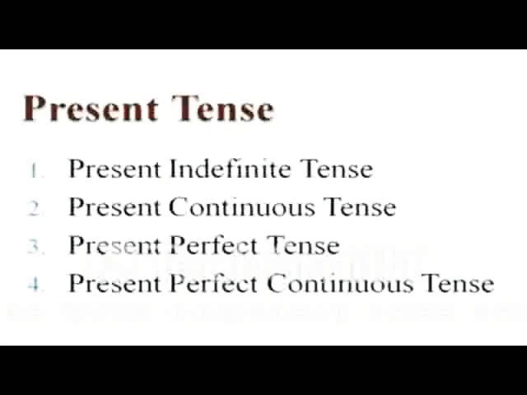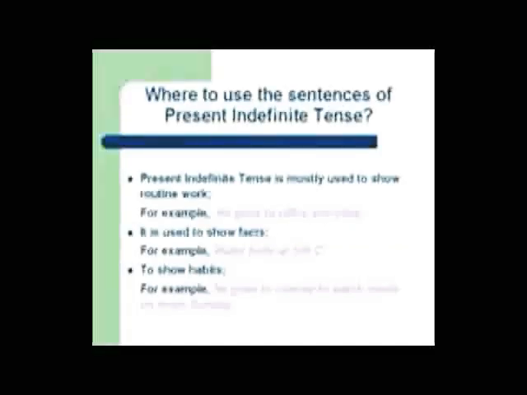Similarly, we will divide the present tense into four categories, like present indefinite, present continuous, present perfect, and present perfect continuous. Third one is present perfect tense, and the fourth one is present perfect continuous tense. Especially class 9th A, I think we have done all these topics properly, but for your revision we are doing this again. So let's discuss first present indefinite tense.